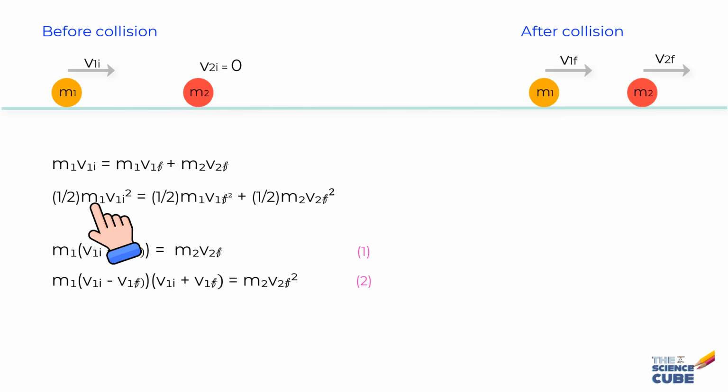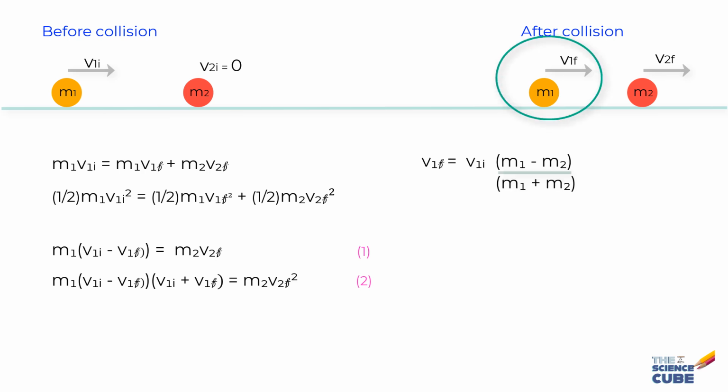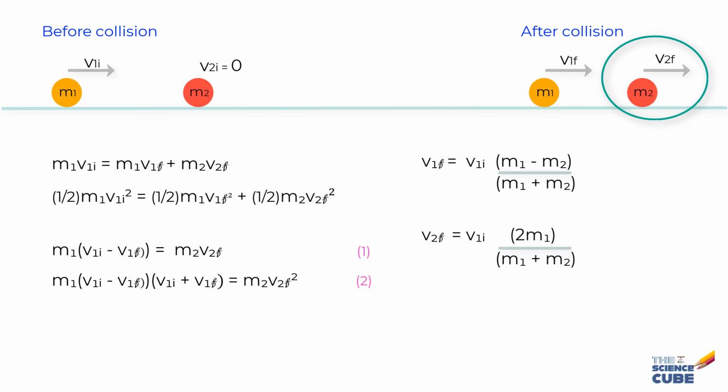And then finally dividing 2 by 1 and doing some basic algebra, we get v1 final is equal to v1 initial into (m1 minus m2) divided by (m1 plus m2), and v2 final, that is the velocity of the second mass, will equal v1 initial into 2m1 divided by (m1 plus m2).